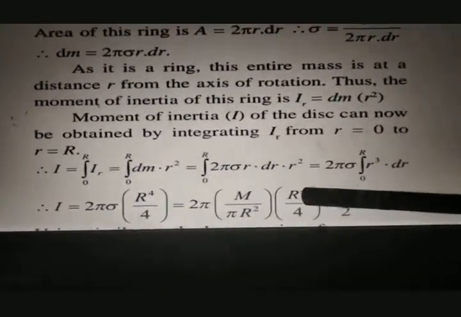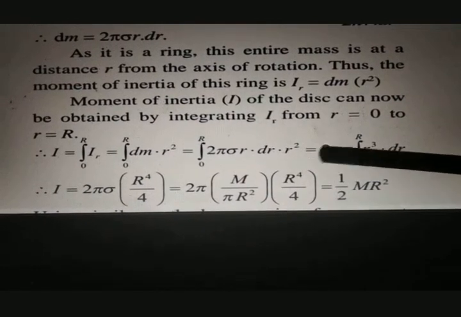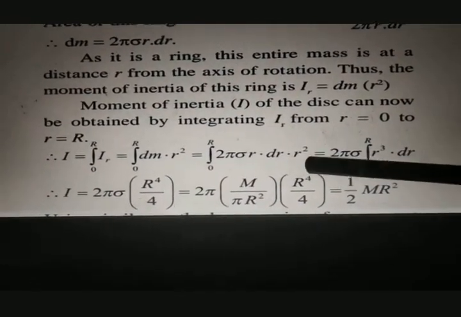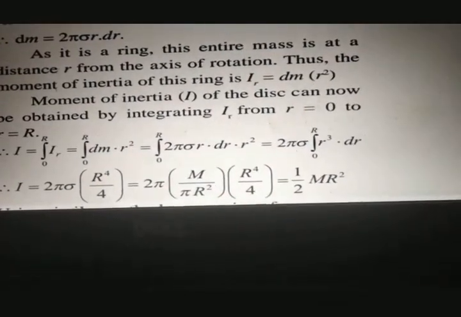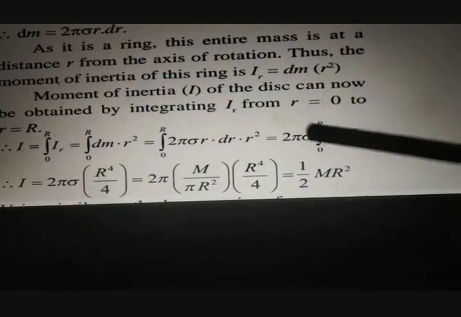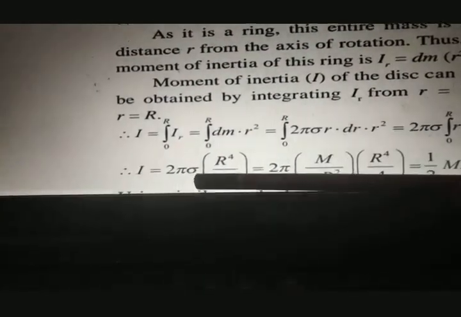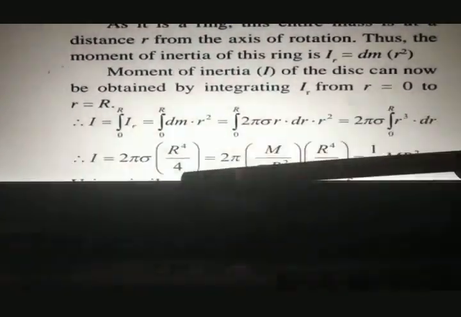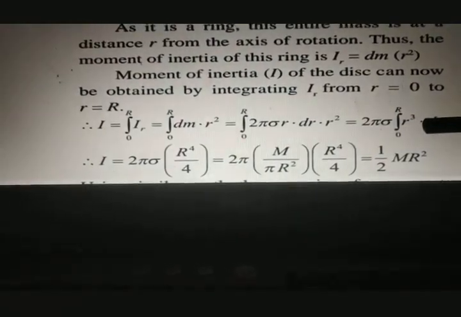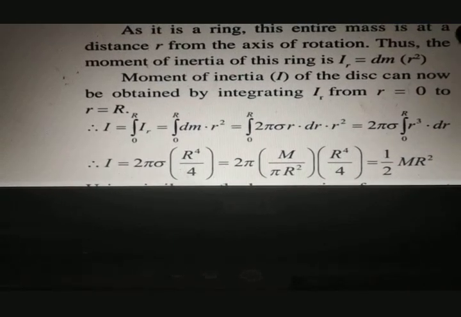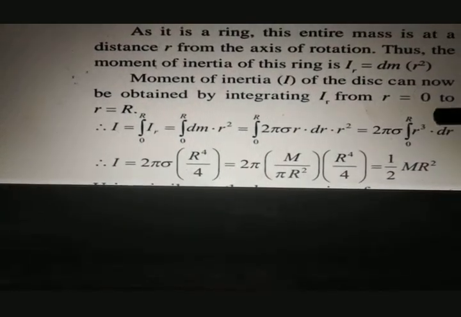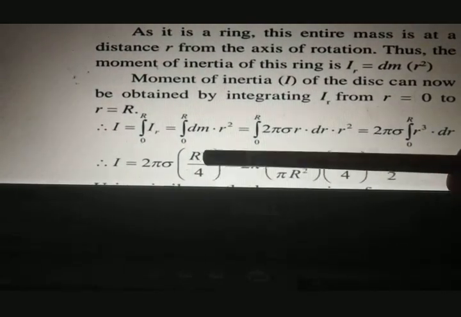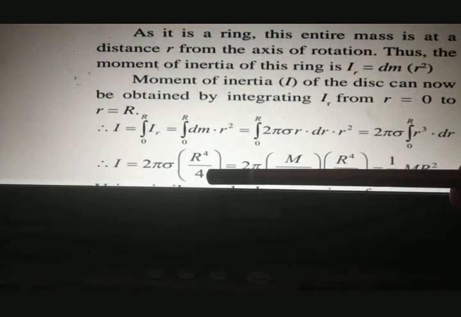Now already you know, whichever are the constant terms, take them outside. Then in integration we will take the terms of r. So this r square and this r becomes r cube. So integration 0 to r of r cube dr. Therefore I will be 2 pi sigma, this constant outside as it is, integration of r cube. You have to use here integration of x raised to n, that is x raised to n plus 1 upon n plus 1. So here n is 3. So r raised to 3 plus 1 is 4, upon 3 plus 1 will be 4.